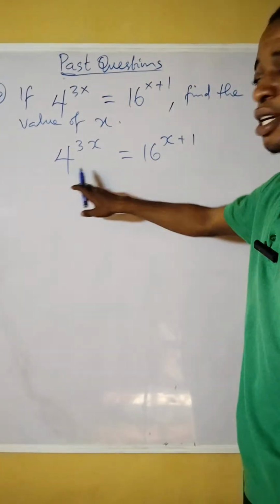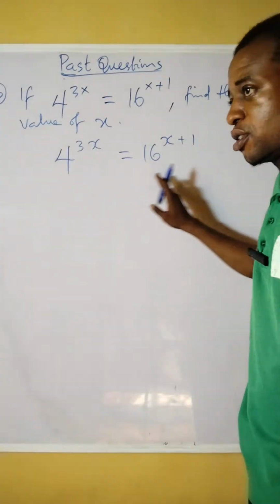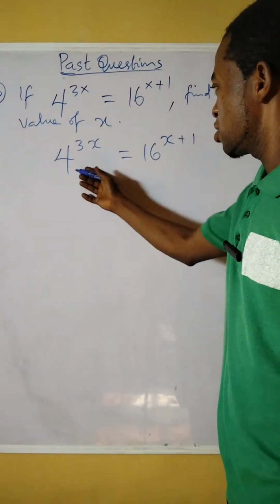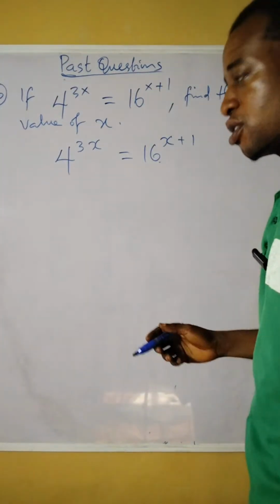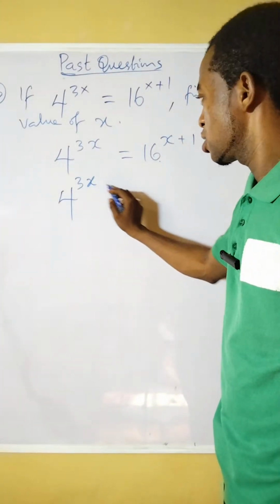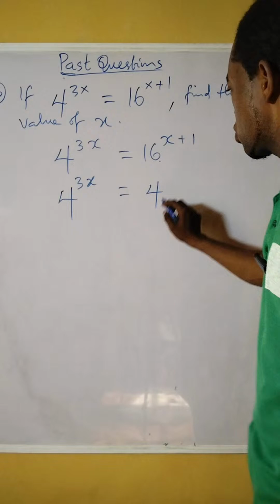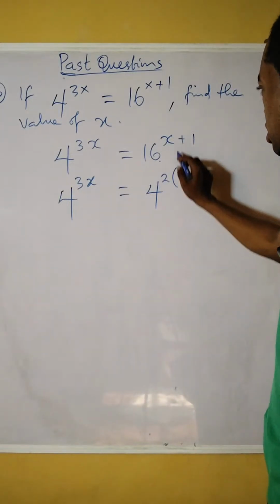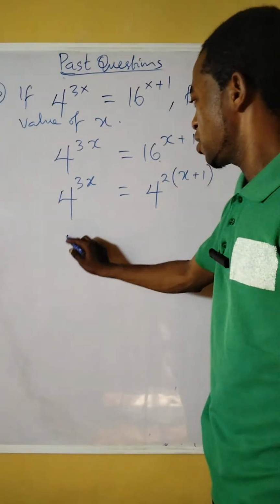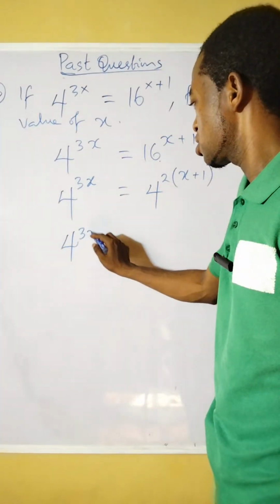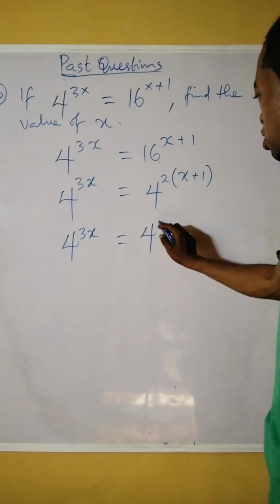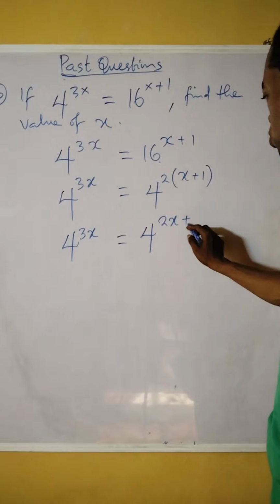We can make each side have the same base. When we change it to have the same base, this is in base 4, and 16 also can be made in base 4. So we have 4 raised to power 3x equals 4 squared, that's 16, then times x plus 1. Here we have 4 raised to power 3x equals 4 raised to power 2, open this bracket, so we have 4 raised to power 2x plus 2.